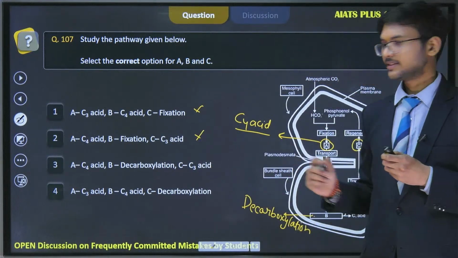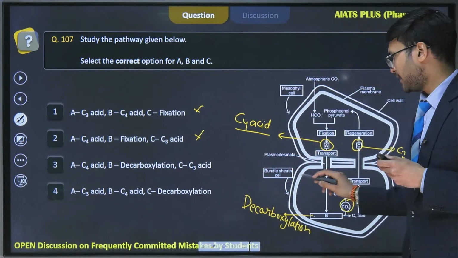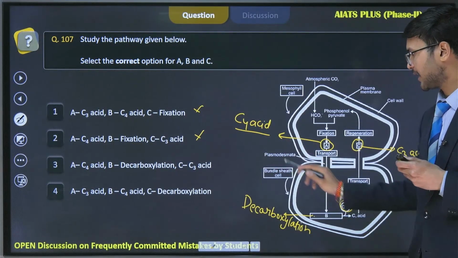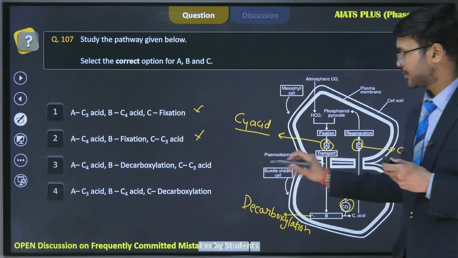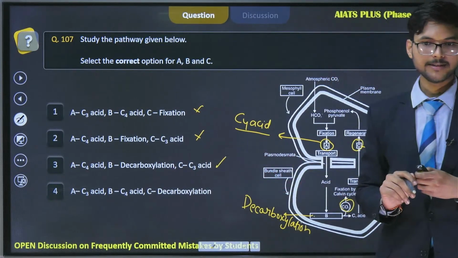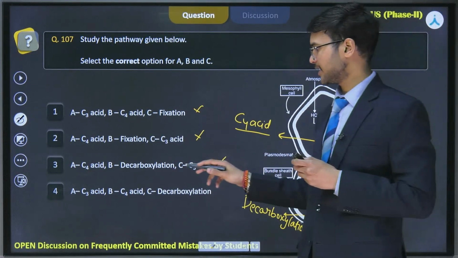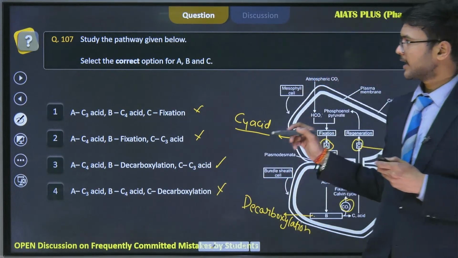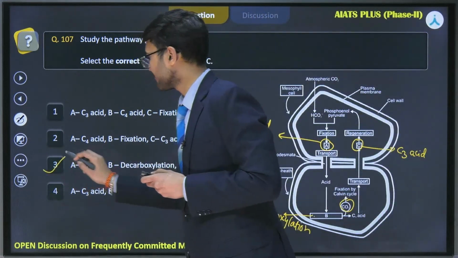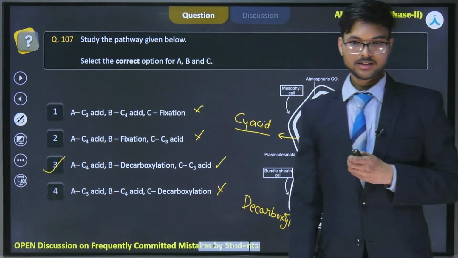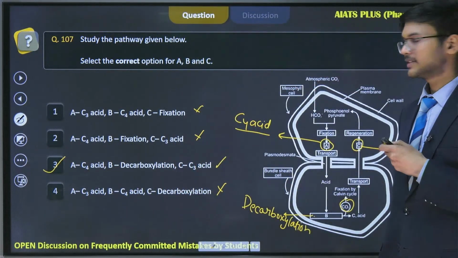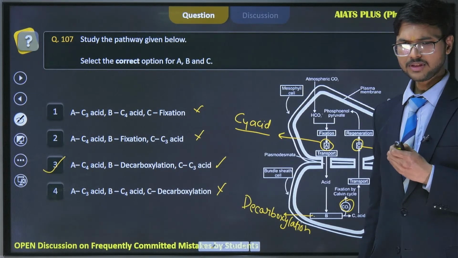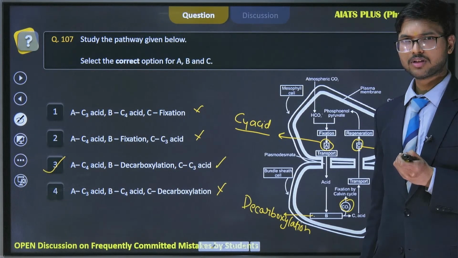So the third option: A is a C4 acid, yes. B is the decarboxylation process, yes, and C is a C3 acid, true. So the third option is correct, and the fourth option says that it is a C3 acid, which is wrong. So here the correct answer is option number 3. Thus the concept of photosynthesis or the C4 pathway is clear to you. Okay, shall I move on?